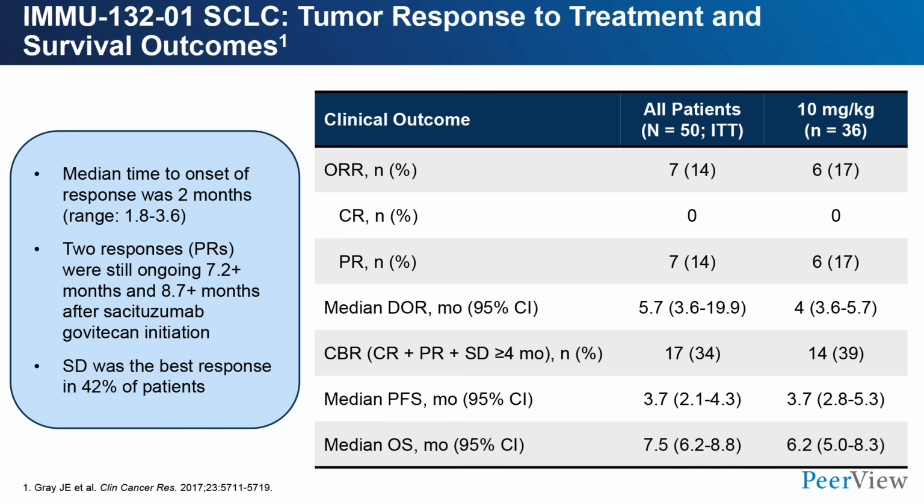Looking further at this, we see the median time to response was 2 months. There were 2 PRs still going at 7.2 months or longer and 8.7 months or longer after the sacituzumab govitecan initiation. Stable disease was the best response in 42% of patients. Now, small cell lung cancer tends to be a rapidly progressive disease, so stable disease showing up, there's certainly some of those patients that are benefiting, and it's hard to know the exact numbers, but it just represents some degree of the stable disease getting clinical benefit.